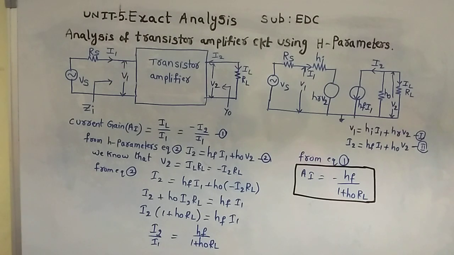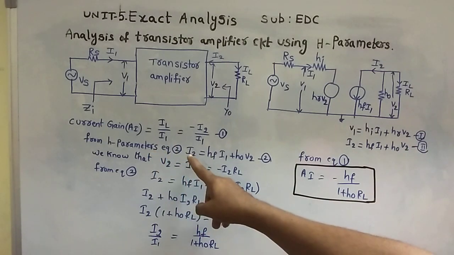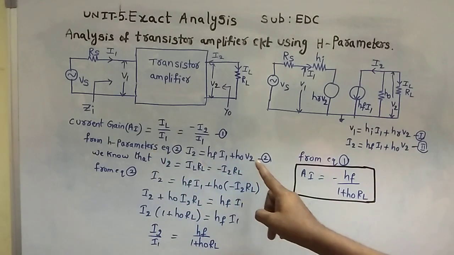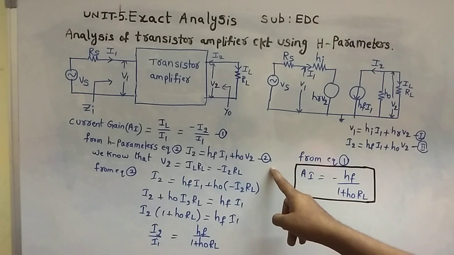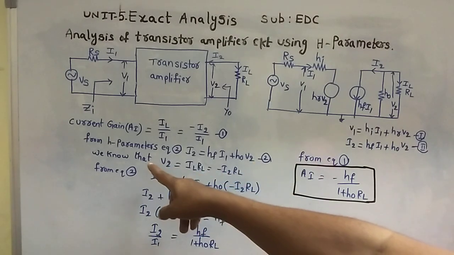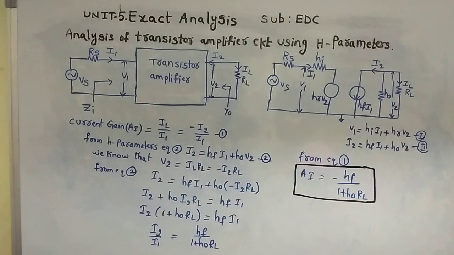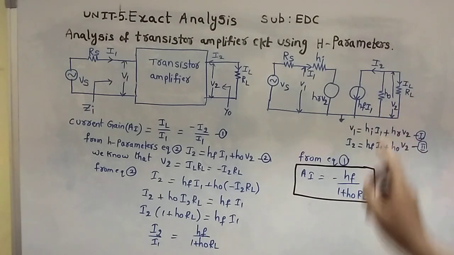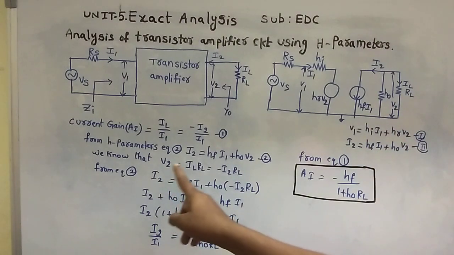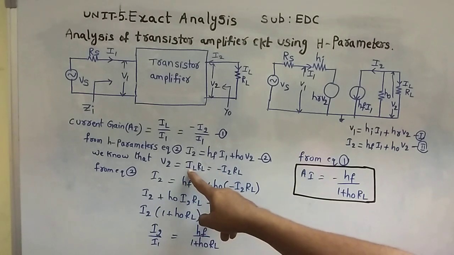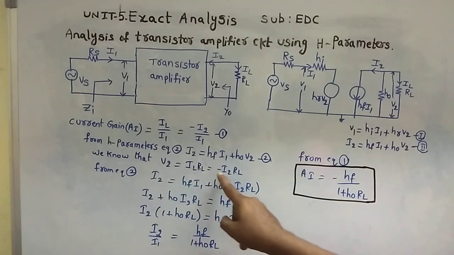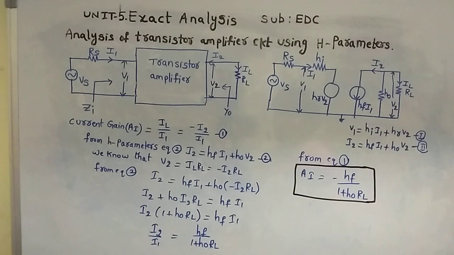We have to remember, here I am taking the second equation. From the H parameter equations, I2 is equal to HF into I1 plus HO into V2. That is the second equation. And we know that another formula is V equal to IR, Ohm's law. The output voltage V2 is equal to IL into RL, and we know that IL is nothing but minus I2, so V2 is equal to minus I2 into RL.